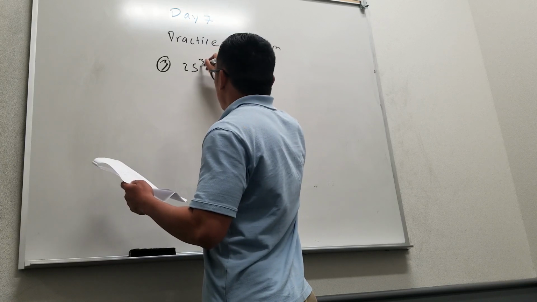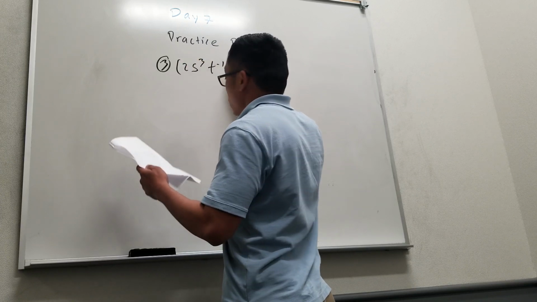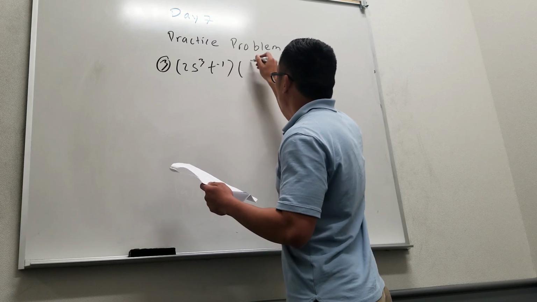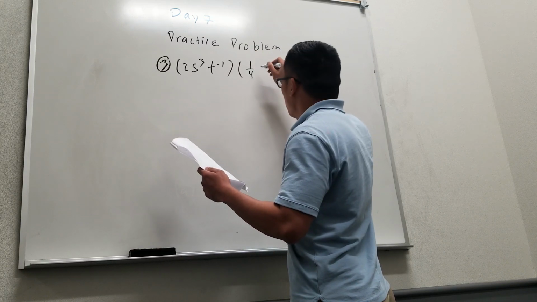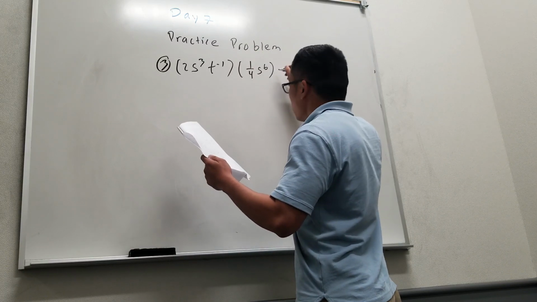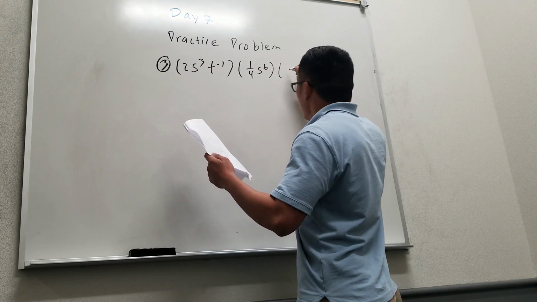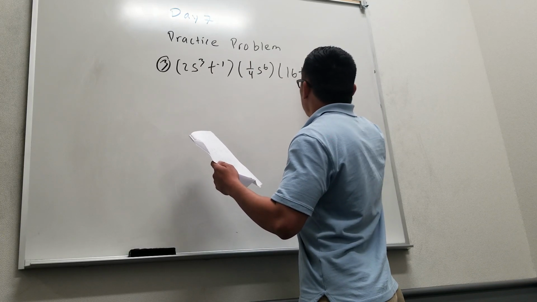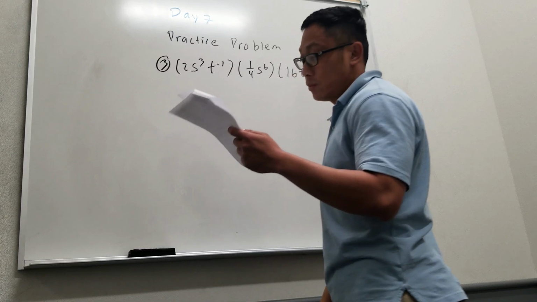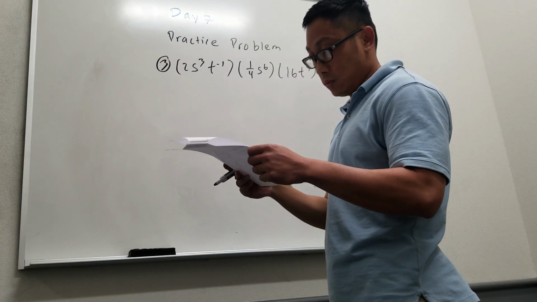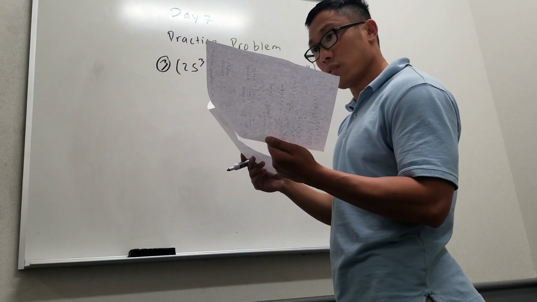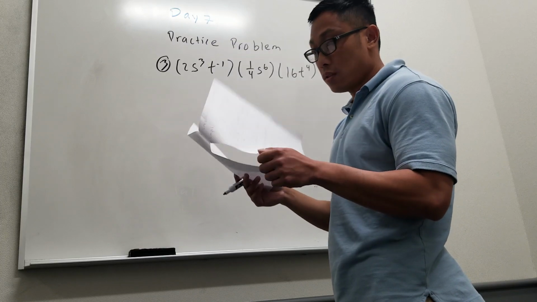2s cubed to the negative 1, 1/4 s to the 6, 16 t to the 4. Try it out.